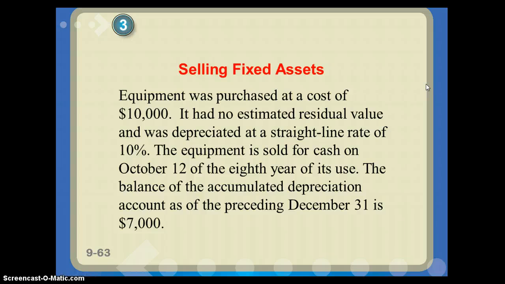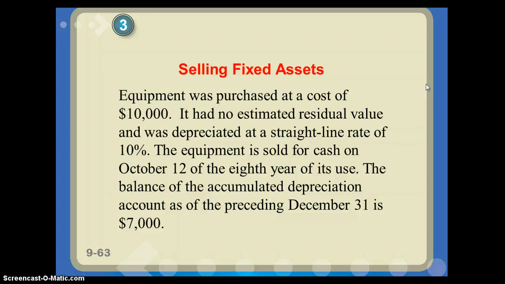So here's a selling of the fixed assets. And the other one we disposed of, we just got rid of it and wrote it off as a loss. For this one we're actually selling it. So equipment was purchased at a cost of $10,000 with no estimated residual value, 10% depreciation per year. The equipment is sold for cash on October 12th of the 8th year of its use.